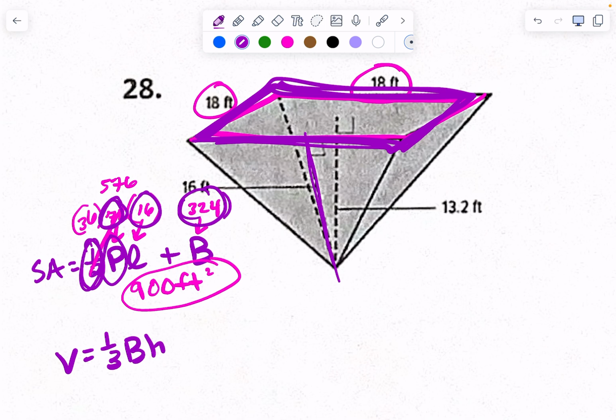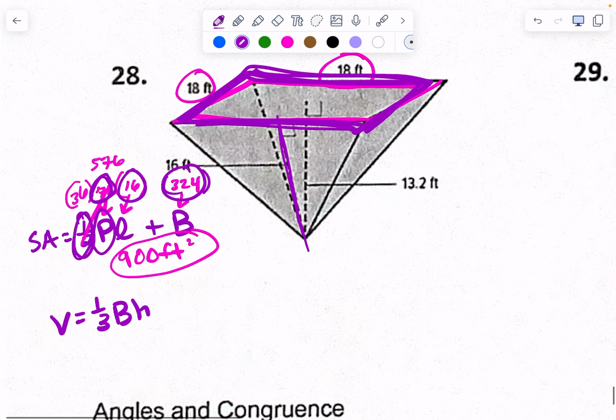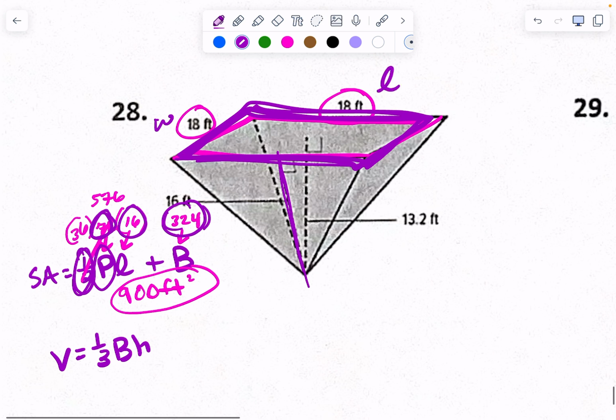What would you consider one of the perimeter sides, or one of the sides that measures 18? What would that be considered as? Width? Length and width. So that'd be the width side? 18. This I would say is the width. This is the length. And 13.2 is the height.